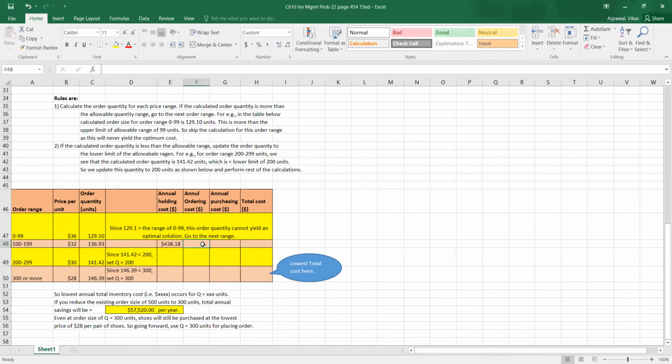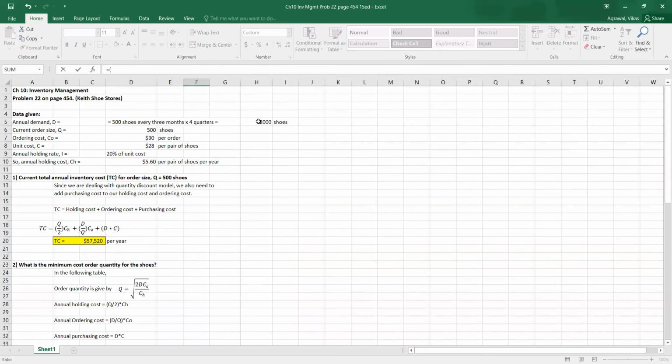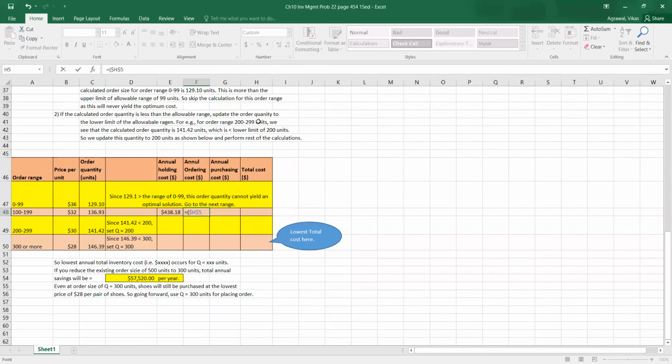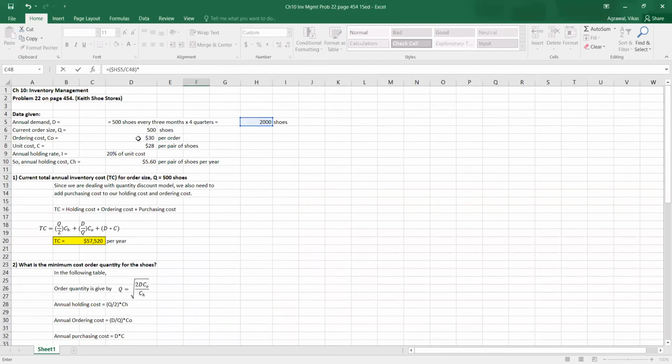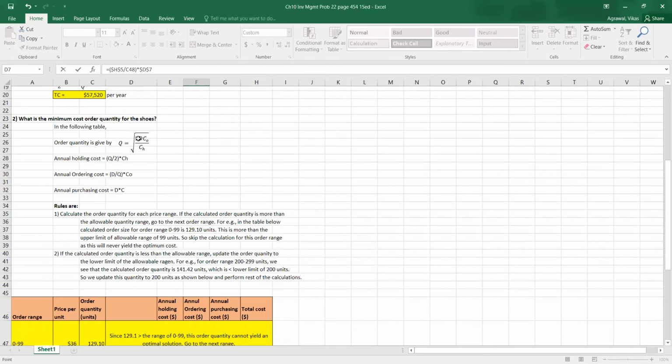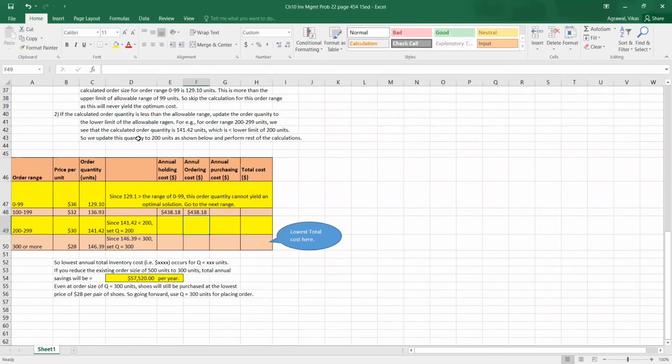So here annual ordering cost is going to be given by annual demand. So I'm going to find my annual demand here. I'm going to press F4, annual demand divided by order quantity, which is this much here, times ordering cost, which is $30. I'm going to fix this one as well. Okay, so that's going to give me annual ordering cost. So as you know that at the optimal level, annual holding cost and annual ordering cost will almost equal. So in this case, they are perfectly matching. Okay, something to keep in mind here.